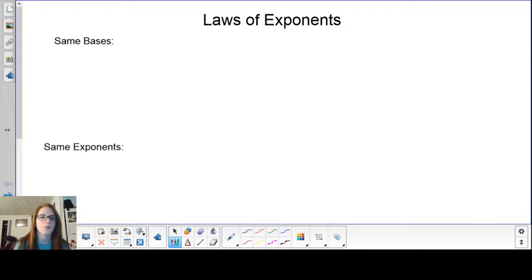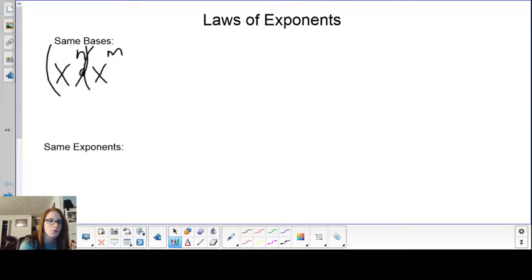So first things first is when we have the same base. So that means that we have, say, x to the n times x to the m. Now that can be written as such. There can be the multiplication symbol in between. You can have parentheses around one or both of them. And what you do with that is you add those exponents together.